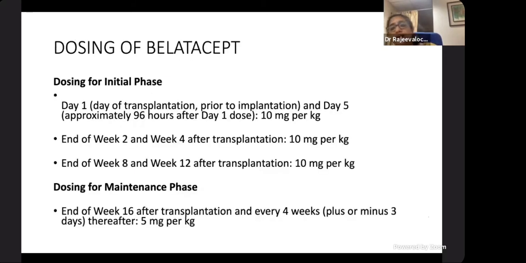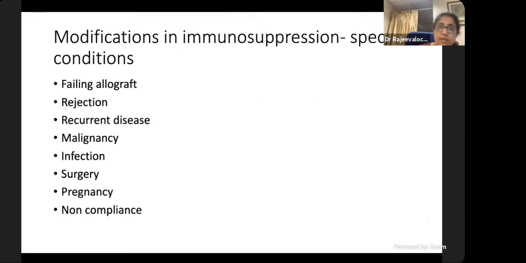Dosing is day 1 and day 5. We give 2 doses, that is 10 milligram per kg. Then at the second week and 4th week, we give 10 milligram per kg. And then at the end of 8th and 12th week after transplantation, we give 10 milligram per kg. After that, at the end of week 16, that is almost 2 months post-transplant, we give it every month. So especially in patients who are not compliant with the drug regimen, it's nice to use BELATACEPT. Use it with caution because the risk of acute cellular rejections may be more.